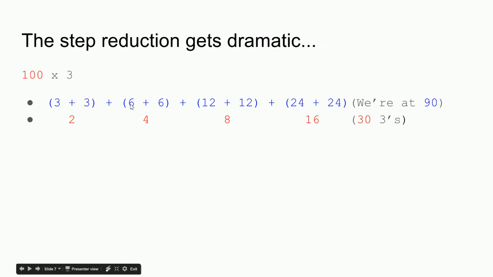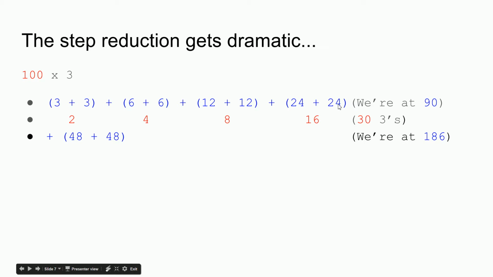So by doubling, and let's see, this is 1, 2, 3, 4, 5, 6, 7 operations. We've already done 30 threes. And as we know, 30 threes is 90. So that's what these numbers in blue add up to, is 90. That's the running total so far. All right, but we're not done yet. We're only at 30 threes and we need to do 100. So let's keep going here.